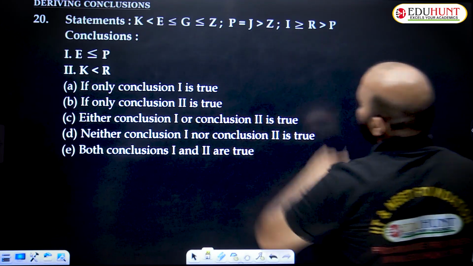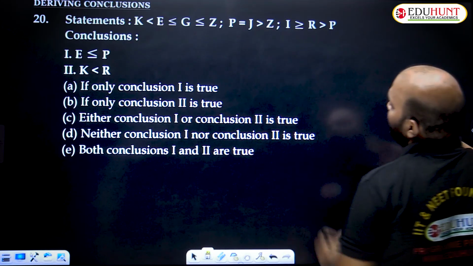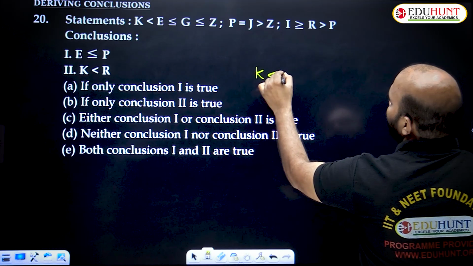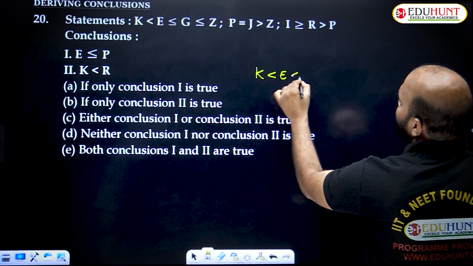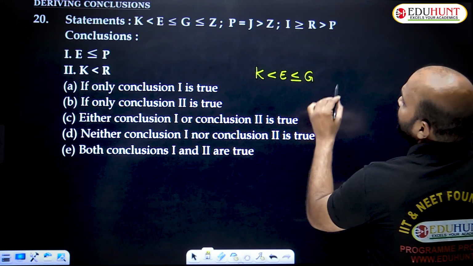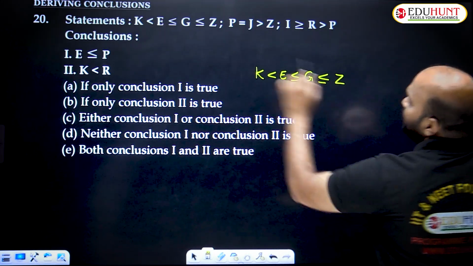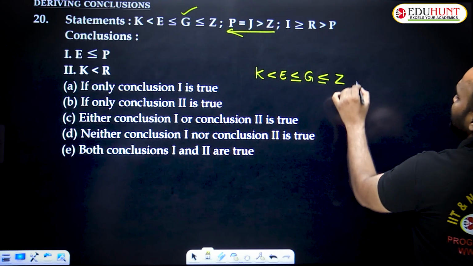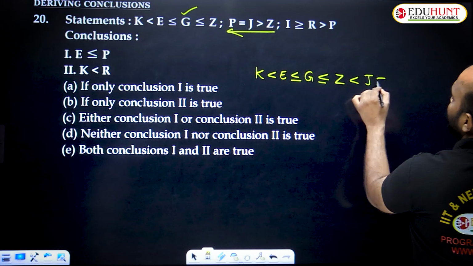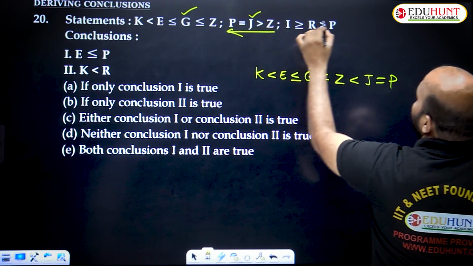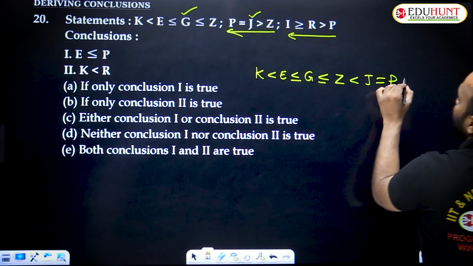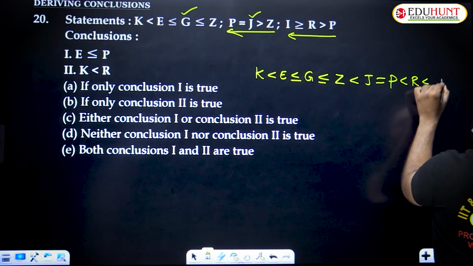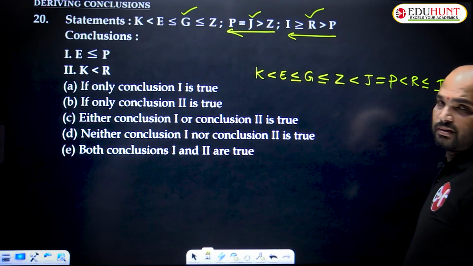So how can we merge the three statements into a single statement? Which one is given first? K is less than E. You can write the first one directly. Again E is less than or equal to G. Next one, G is less than or equal to Z. First one is over. Next, according to reverse order, Z to J can be read Z is less than J. Again J equals P. Second also over. And the third one can be written in reverse order: R is greater than P can be written P is less than R. R is less than or equal to I. This is a single statement using the three statements.